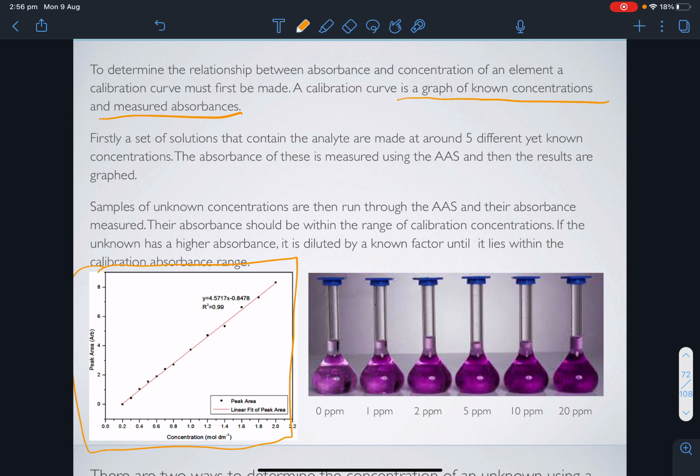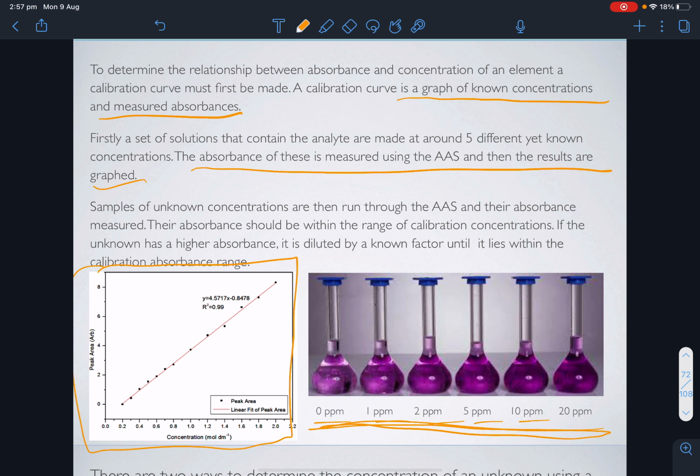So first, we need a series of solutions that contain the same element as what we want to test for, and we want it in around 5 different yet known accurately concentrations, so 5 solutions with known concentrations. And then we're going to measure their absorbances. So here, for example, we've got a pink substance at different concentrations that we've made knowingly: 0, 1, 2, 5, 10, and 20 ppm.